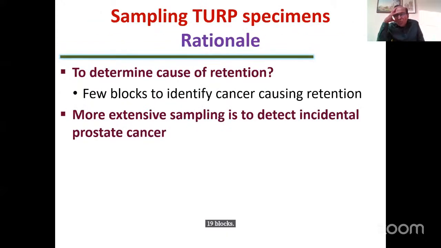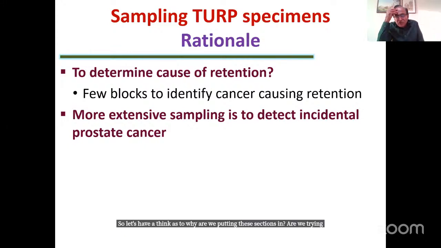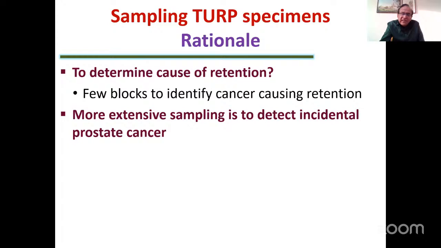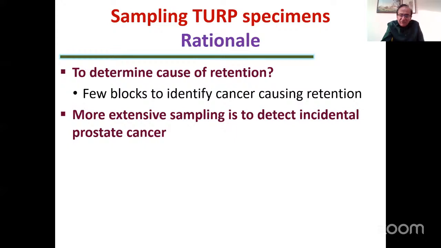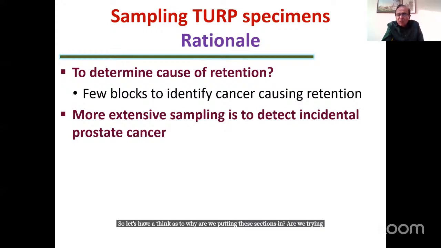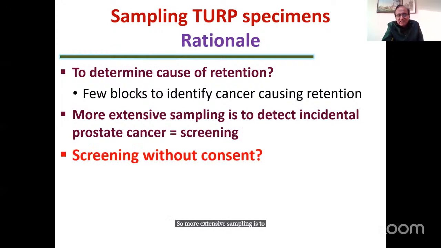So let's have a think as to why we are putting these sections in. Are we trying to identify what is the cause? This patient had urinary retention. Usually he's had medical treatment, he has failed medical treatment, which is why he's had a TURP. So are you trying to find out why he had the retention, or are you trying to find incidental prostate cancer? If the tumor is large enough to cause retention, there's going to be plenty of tumor there, so a few blocks would find the tumor. So more extensive sampling is to detect incidental prostate cancer.